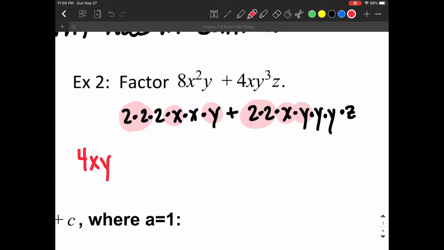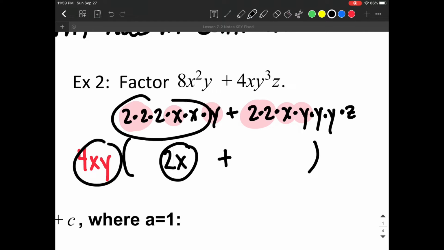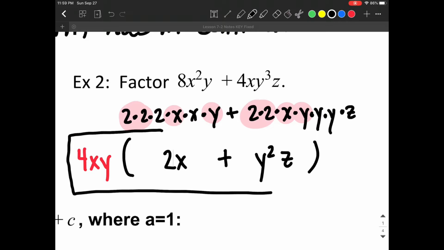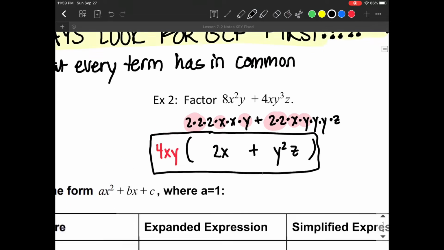That's my GCF. And then I write what's left in parentheses in those two terms. So I have 2 and x left in my first term. So that's 2x. That means 2x times 4xy gives me my first term. And then for my second term, I'm left with y squared z. 2x and y squared z have nothing in common, so I took out my GCF correctly. This is the factored form.